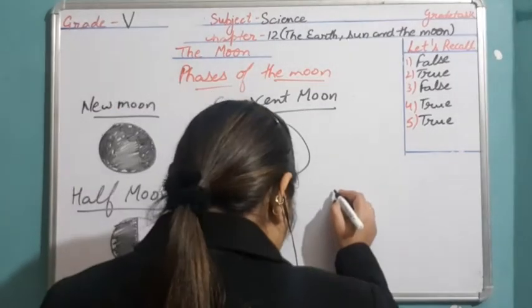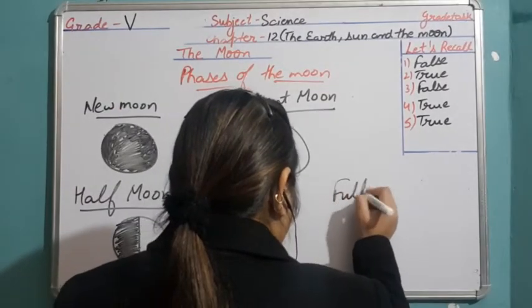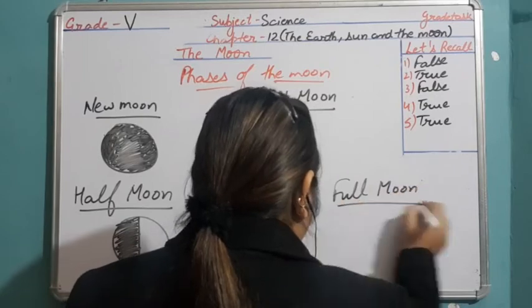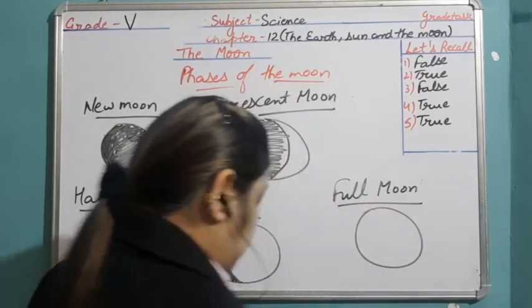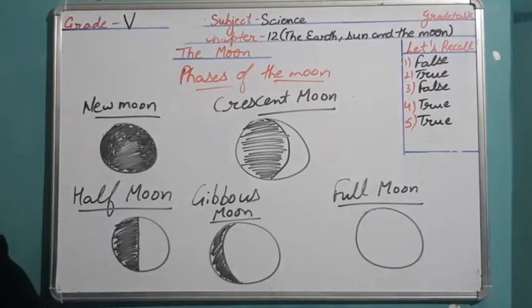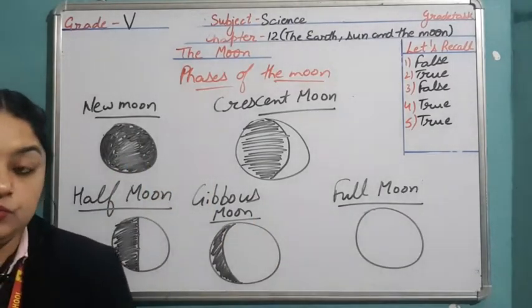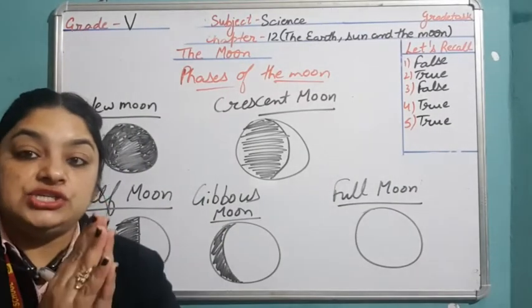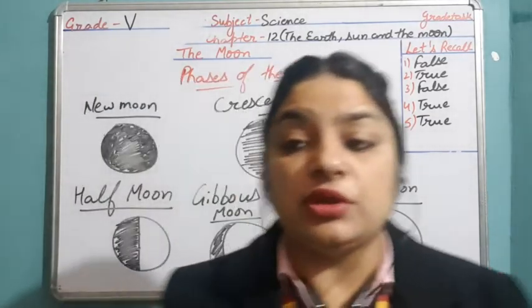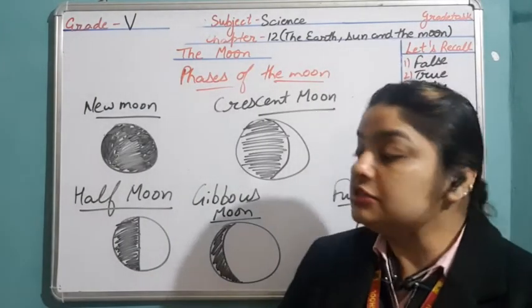And the last one is known as the full moon. Now what is full moon? Full moon is when the complete moon is visible to us, right? So these are all the different phases of the moon. What are the phases of the moon? The different shapes of the moon which are visible to us, we call them phases of the moon.